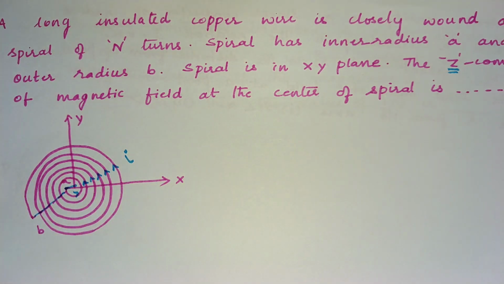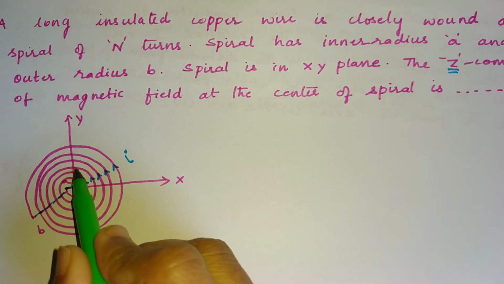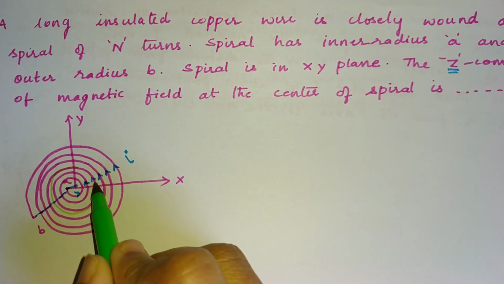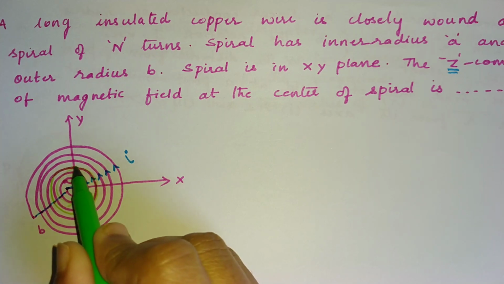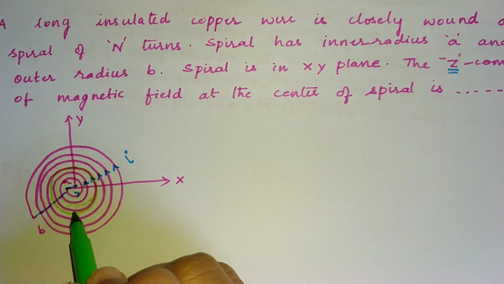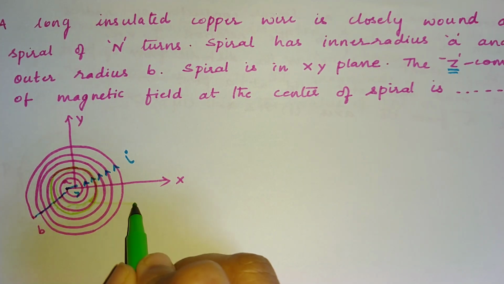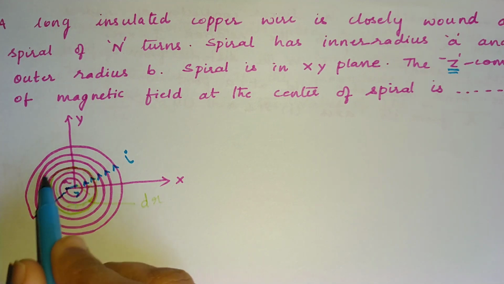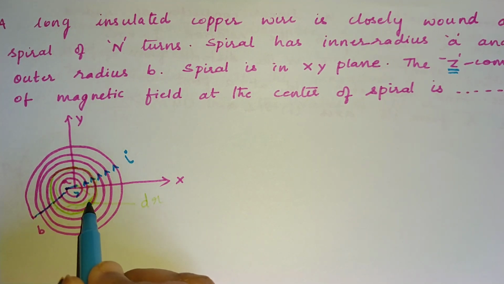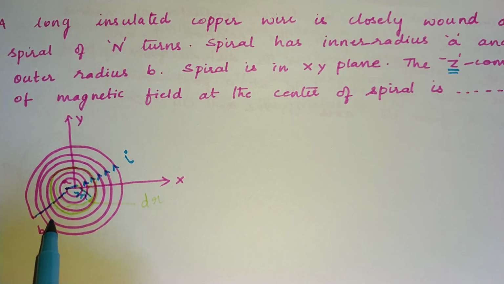Before we find the magnetic field, first I will have to take one small element, a circular element in this conductor. Take a small thick circular element with thickness equal to dr at a distance small r. I repeat, construct one small circular element of thickness dr which is at a distance r.